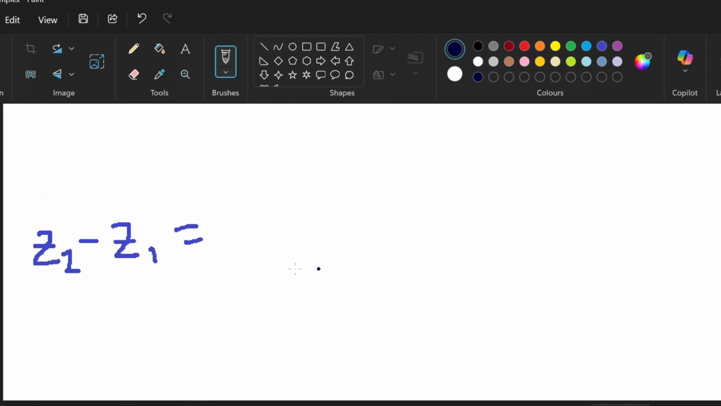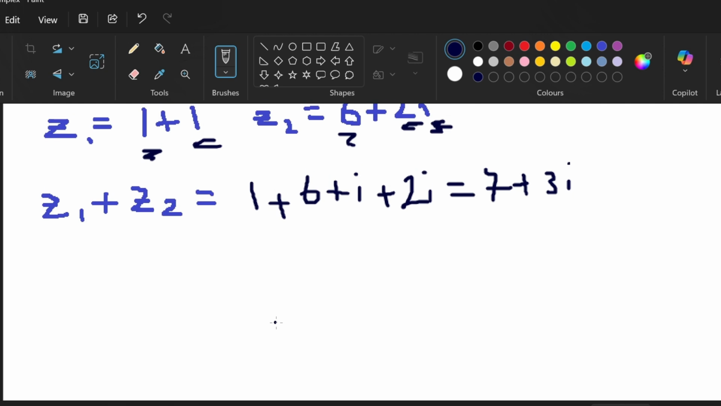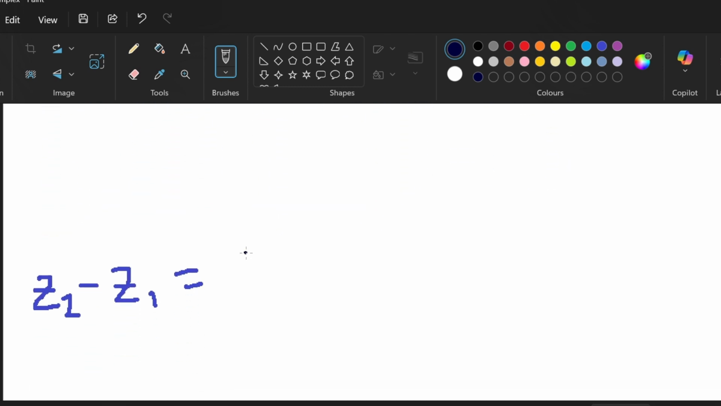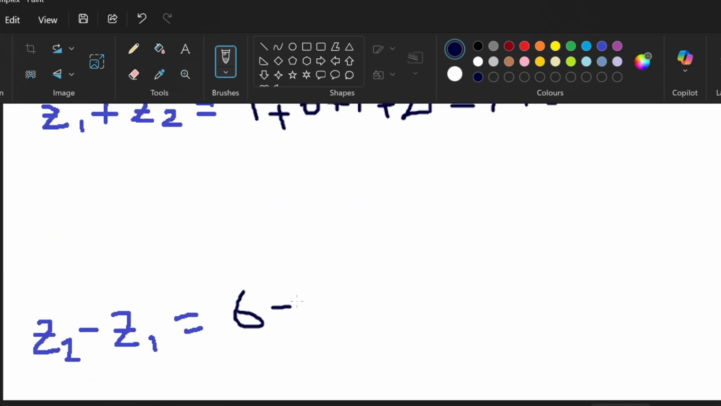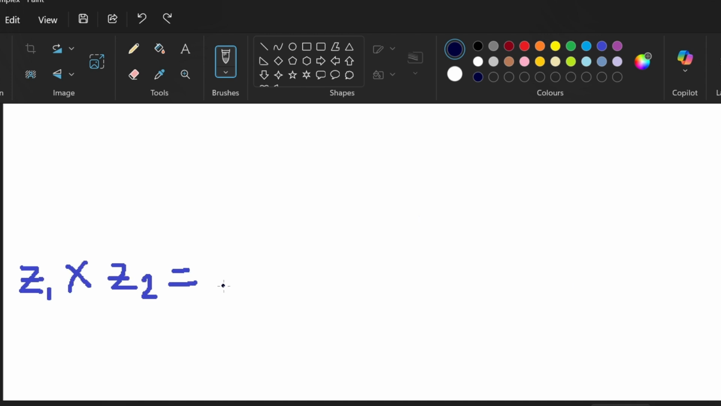The same thing goes for subtraction. Here I'm asked for z2 minus z1, so I'm going to take away the real parts of z1 from the real parts of z2, and then I'm going to take away the imaginary parts of z1 from the imaginary parts of z2. So this is the same as 6 minus 1 plus 2i minus i, which gives me 5 plus i.